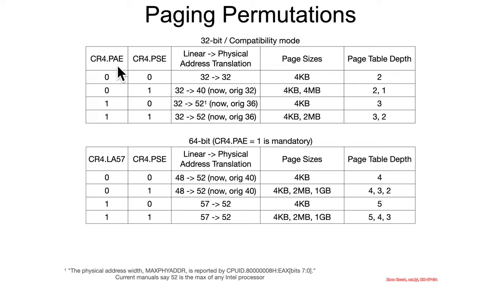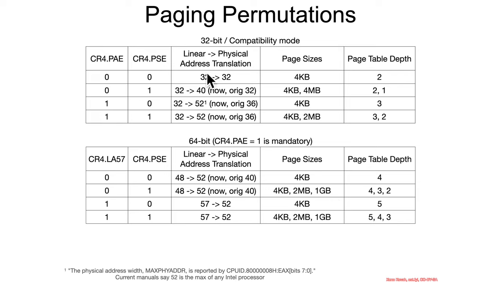Things like the CR4 physical address extensions control whether or not you can access large areas of physical memory, and page size extensions control whether or not you can have pages which are greater than 4 kilobytes. So you can see without page size extensions, it's always 4 kilobyte, and with them, it can be larger, like 4 megabyte, 2 megabyte, and even 1 gigabyte.